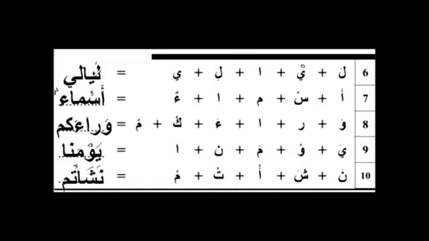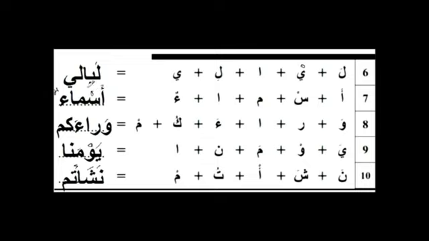The lam connects to the ya because the lam is a connector. The ya connects to the alif because the ya is a connector. The alif does not connect to the lam because the alif is not a connector. Asma'. So layali, smoothly layali. Asma', smoothly asma'.